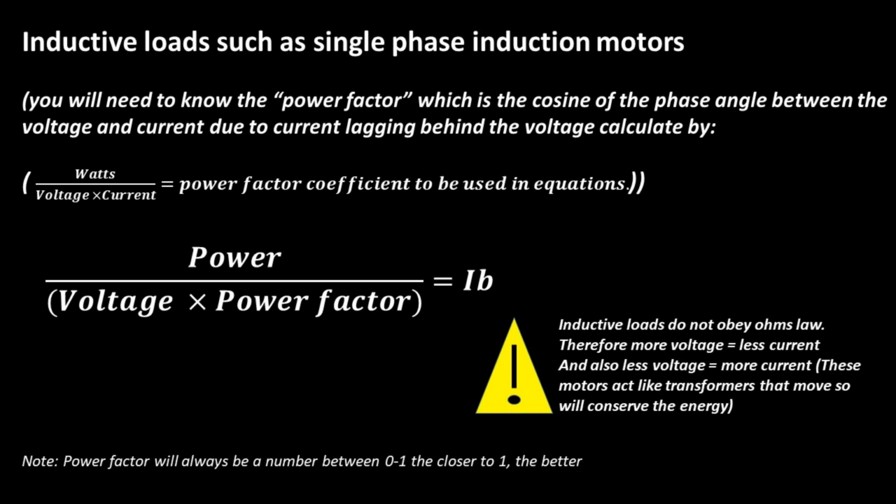Now, the power factor is going to be a number between 0 and 1. Hopefully, it's about 0.85 or more. Otherwise, it's just kind of wasteful, really, and everything has to get bigger to cope with it. So it's not ideal. So let's do another example.